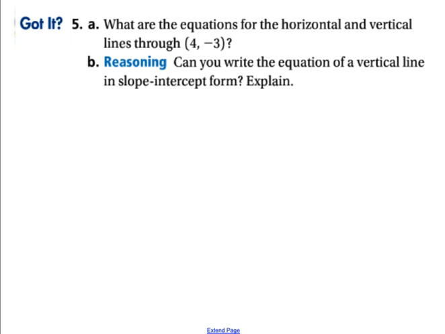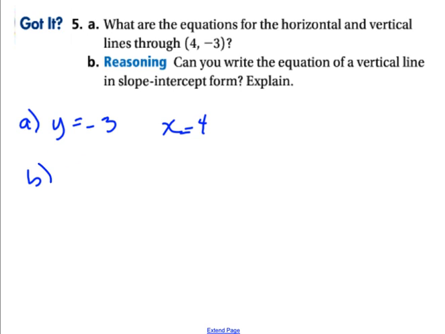What are the equations for the horizontal and vertical lines through 4, -3? Well, remember we said horizontal lines have the form y. Whoops, I need to get my pen here. Sorry about that. So for part A, all horizontal lines have the form y equal to whatever its coordinate is, -3. And all vertical lines have the form x equal to whatever the x coordinate is.